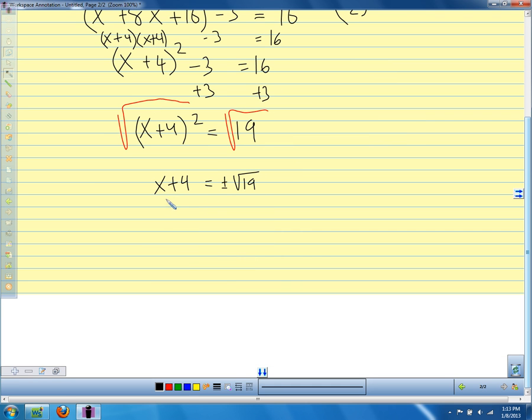And then I'm solving for x, so I'm going to subtract 4 from both sides. x = -4 ± √19. This would be my exact answer. If the problem asks you for a decimal answer or approximation, we would plug 19 into our calculator, take the square root, add it to -4, and subtract it from -4 to get my two approximate answers. I guess this should say exact answers.